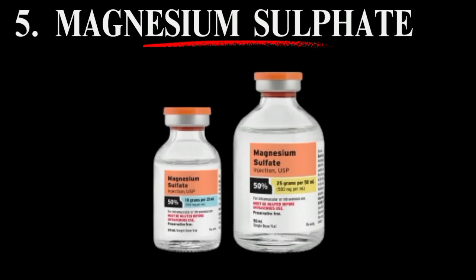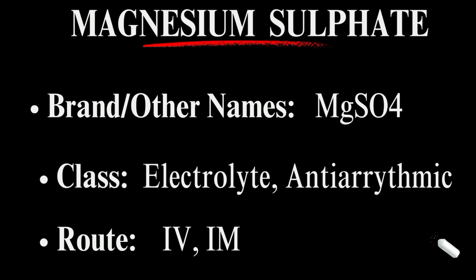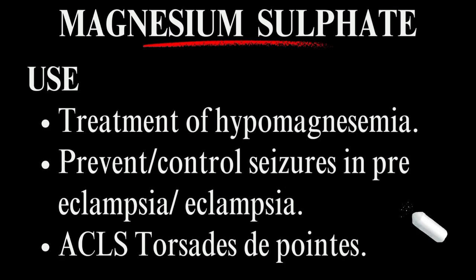Magnesium sulfate. It can also be written in its chemical form, and sometimes verbally we call it MagSolv. It's an electrolyte, an antiarrhythmic, and the route of administration is IV or IM. It's used in the treatment of hypomagnesemia, that is low levels of magnesium in the blood, and also to prevent seizures in preeclampsia or control seizures in eclampsia. In ACLS, it is used for the management of torsades de pointes.